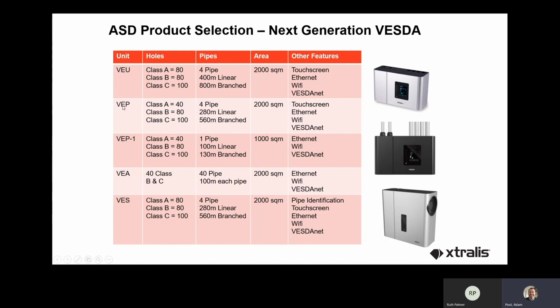So we've got mostly 4-pipe systems. This is a single pipe system. The VEA is a microbore system, so 40 microbore holes. It is a class A sensitive unit. So this could be good for protecting inside equipment cabinets. That's generally the only place it's used in a data hall. And then the VES is a 4-pipe system with addressability per pipe. So it's really down to how much pipe and how many sampling holes that would dictate which one of the VESDAs I would choose to use for this application.